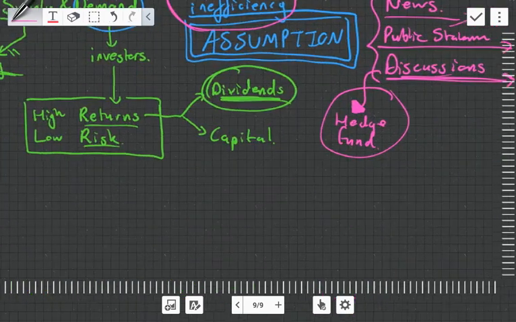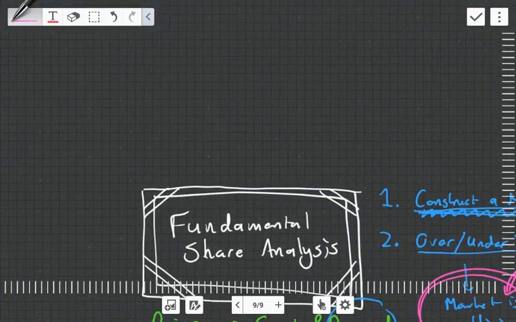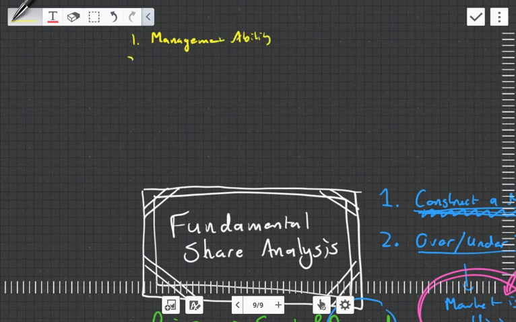Okay, anyway, let's go back into the general factors to consider when analyzing a share. Okay, what are some of the general factors? Well, the notes have got seven features. The first one is management ability. The second one is quality of products. The third one is prospects for growth.